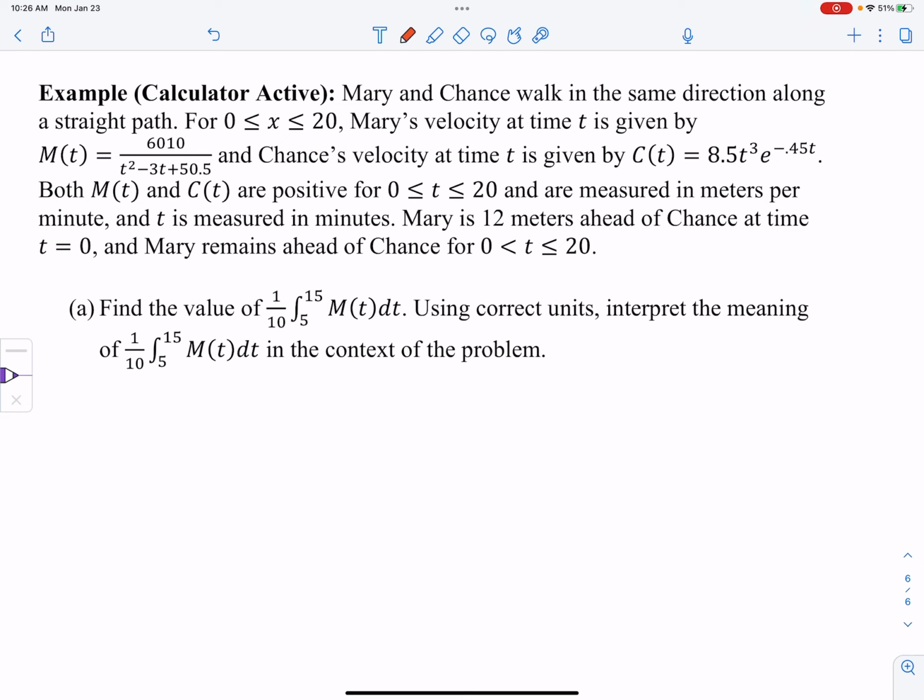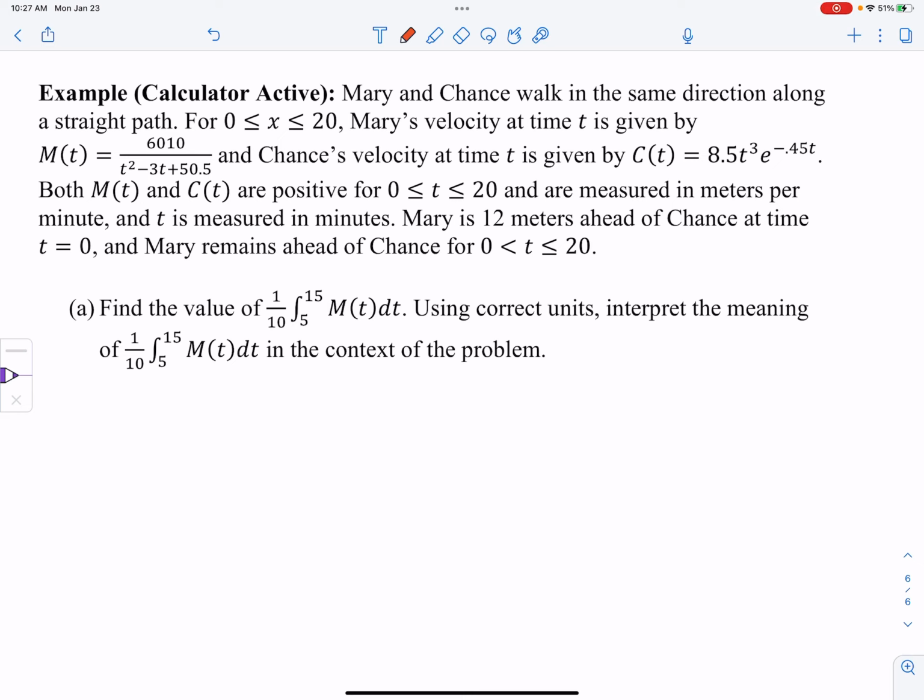So this question is calculator active and says Mary and Chance walk in the same direction along a straight path. For 0 to 20, Mary's velocity at time t is given by m of t equals that rule, and Chance's velocity at time t is given by c of t. Both m of t and c of t are positive from 0 to 20 and are measured in meters per minute. So that means time is being measured in minutes, and m and c are both velocities in meters per minute.